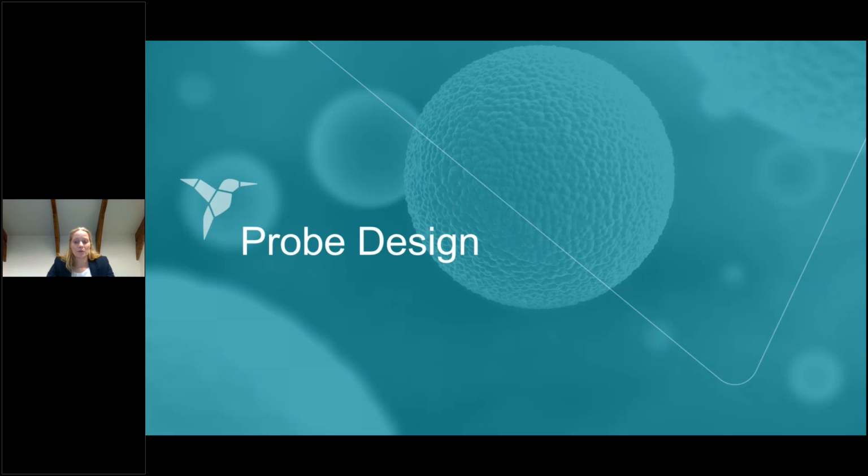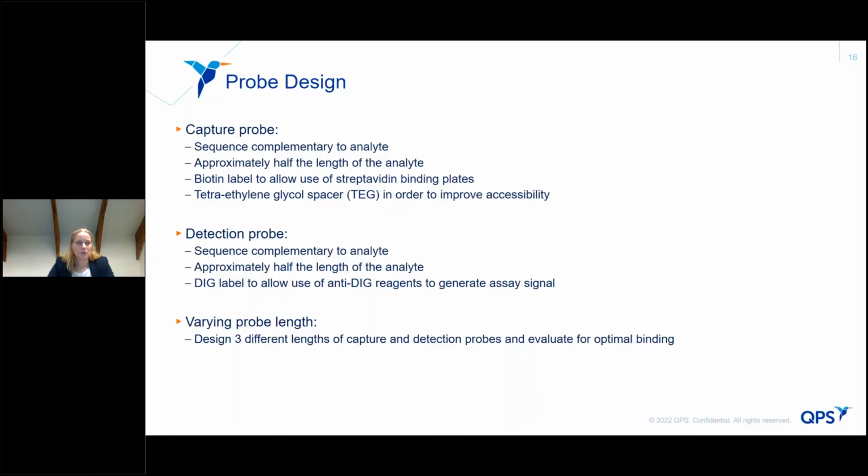So next, I want to tell you something about probe design. With our 2-step hybridization ELISA, you need to develop a separate capture and a separate detection probe. What is important is that the sequence is complementary to the analyte, that half of the length of the analyte is used to design that probe, and that you include a biotin label to be able to use it on streptavidin binding plates. It's also good to include a TEG spacer, a tetraethylene glycol spacer, in order to improve accessibility. It creates a big distance between your biotin label and your oligonucleotide, to be able to better bind to your streptavidin plate, but also better to your analyte oligonucleotide.